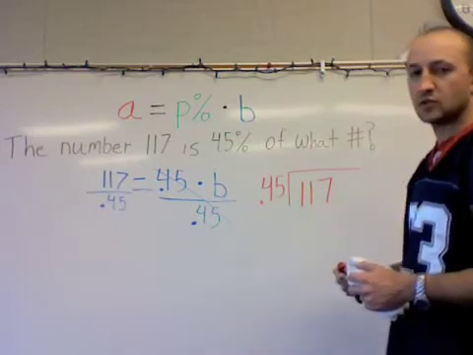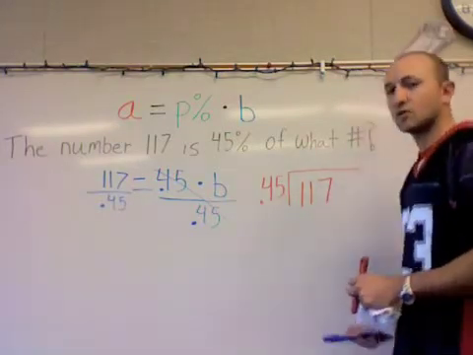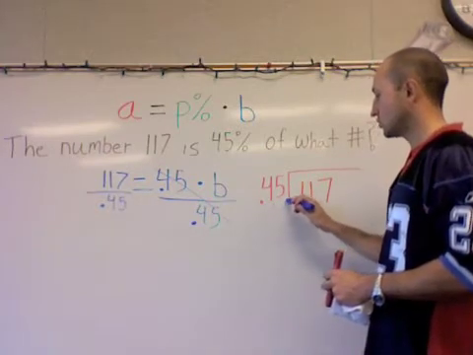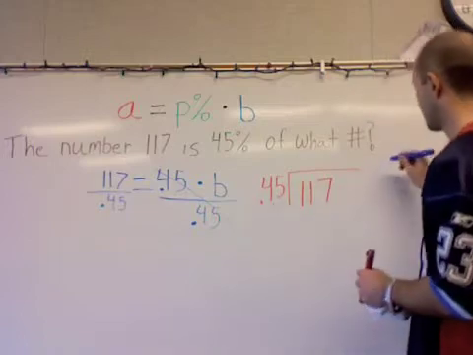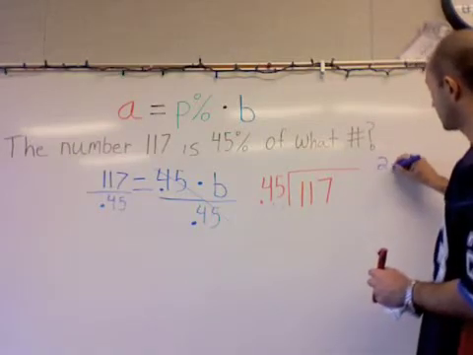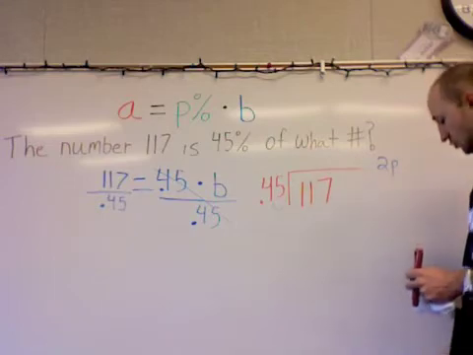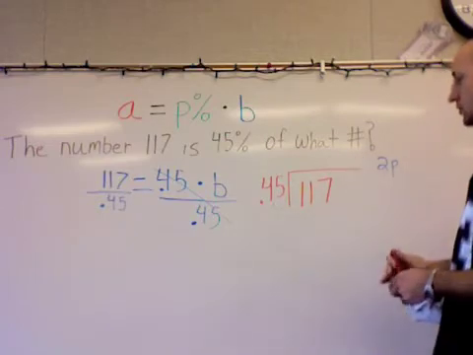But to make this easier on us, let's get this decimal out of the way. So we know we're going to have to move it back 1, 2 places. So I'm going to make myself a little note right here. I'm going to put 2p because when I get my answer, I'm going to have to put a decimal back in 2 places or move it 2 places.